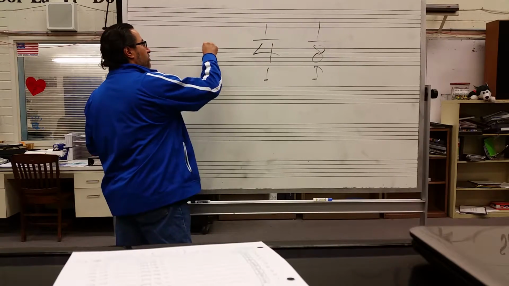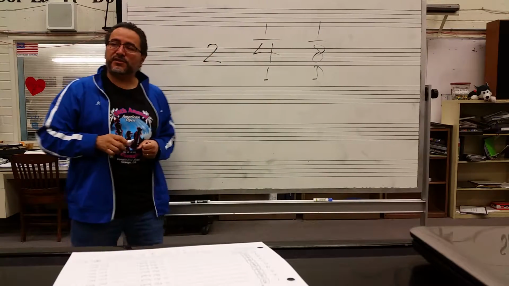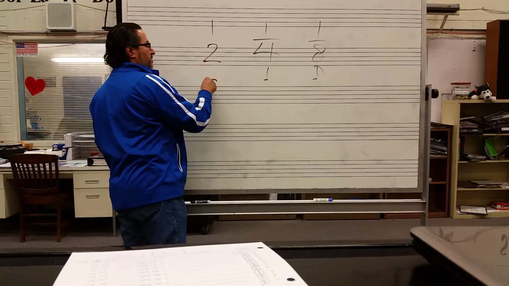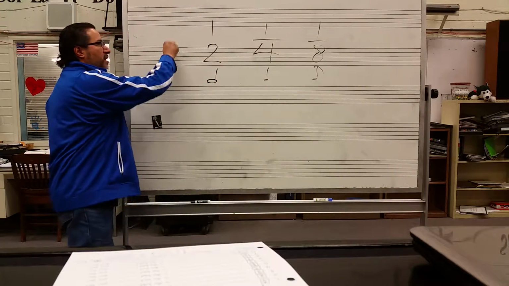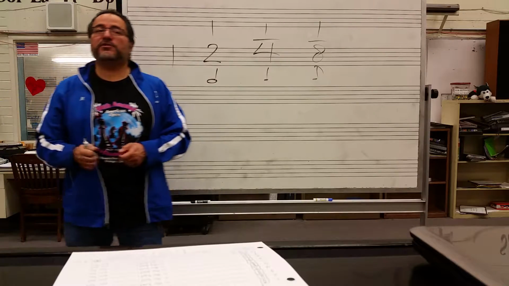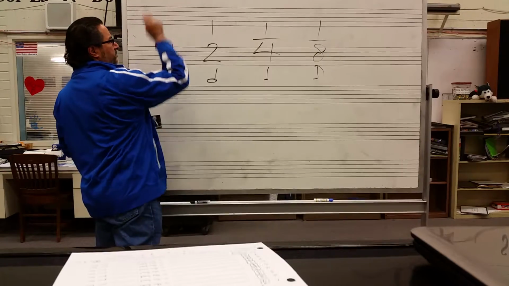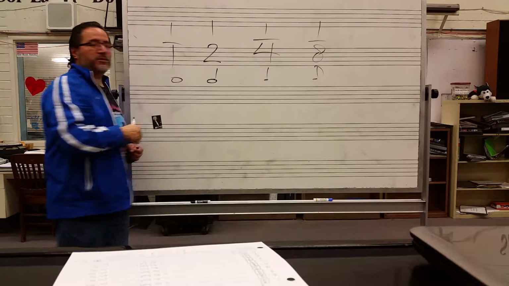If you see a 2 on the bottom of your time signature, what note is going to represent 1? It's going to be a half note. If you see a 1 on the bottom of your time signature, what do you think is going to represent the note? It would be a whole note. It would be like 1/1, which is a whole.